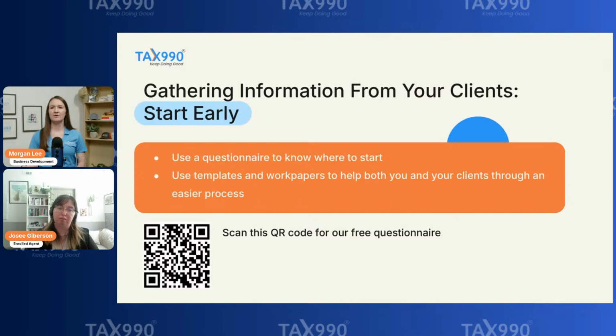So we put together a starter questionnaire to guide you, but you can always tailor it to your needs. Remember that you can often find copies of prior year returns and determination letters directly on the IRS website. Go ahead and scan the QR code on the screen. It's going to bring you to a questionnaire, and you'll see two different resources. One of these we'll discuss later on in the webinar. So take a minute to scan that so you can grab that.